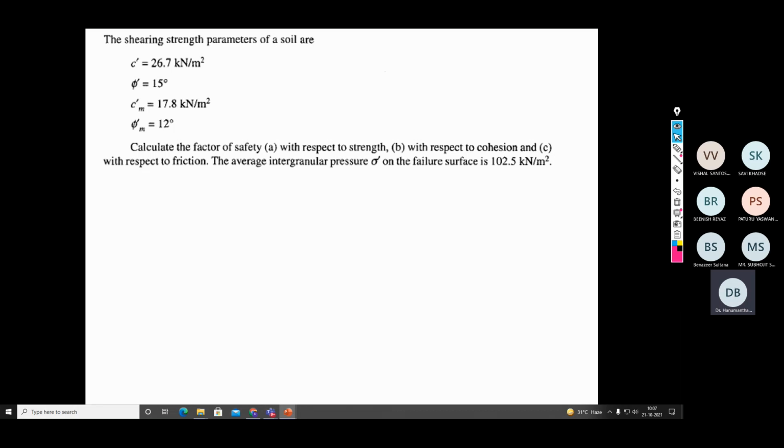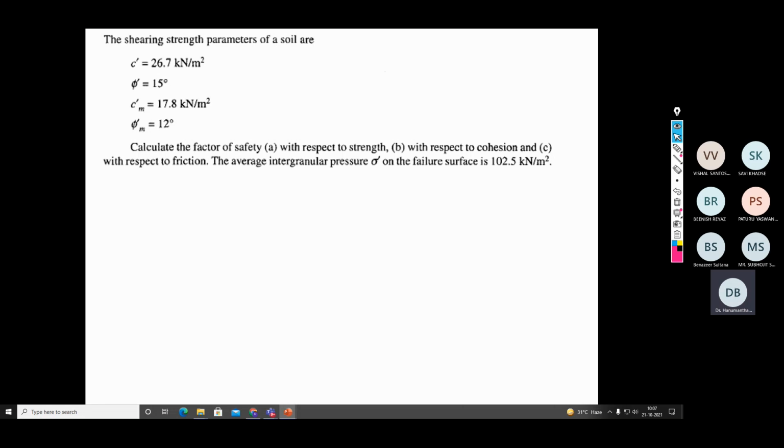So this is a very simple and straightforward sum. Two sets of data have been given. If you look at c' and c'm, you can understand that c', c'm and φ'm are all of effective stress form. The only difference is that the designation m refers to mobilized cohesion and mobilized angle of internal friction.